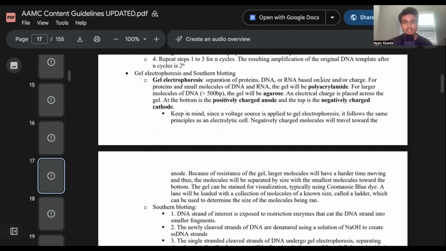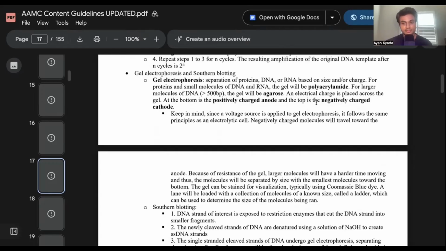And the way gel electrophoresis works is you have at the bottom a positively charged anode and at the top a negatively charged cathode. And when you apply an electric field, it's going to make the different molecular fragments travel a different distance based upon their size.